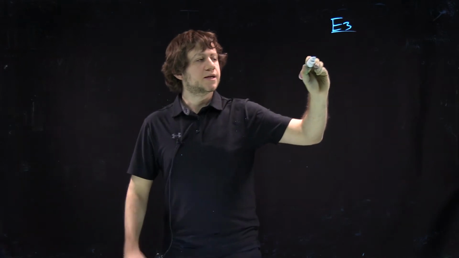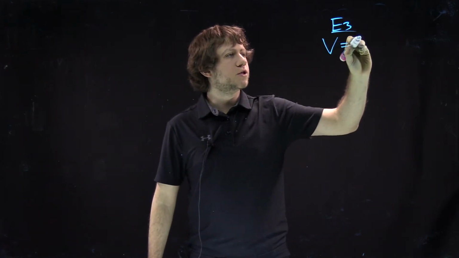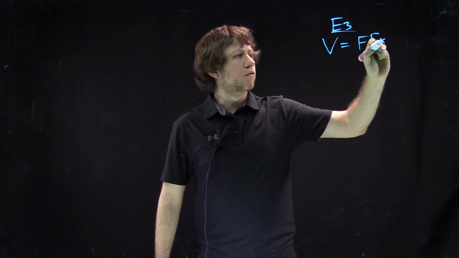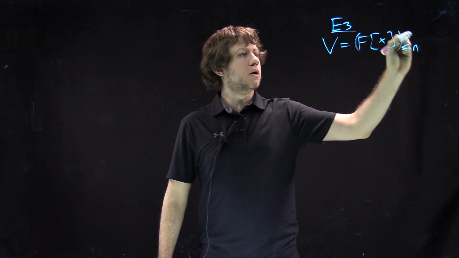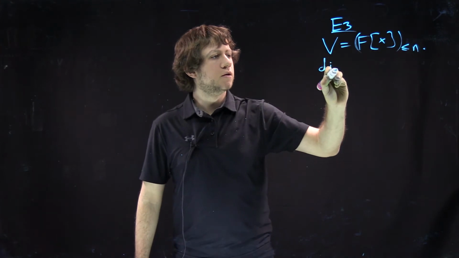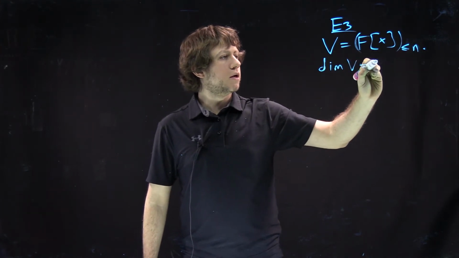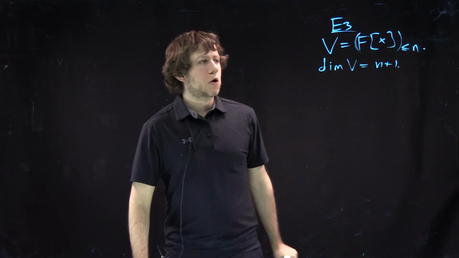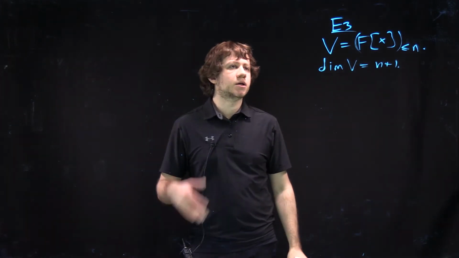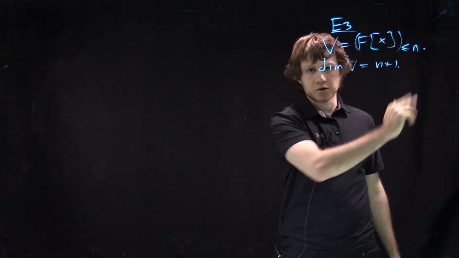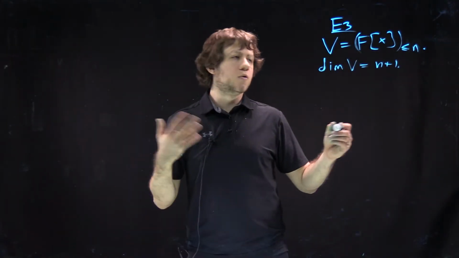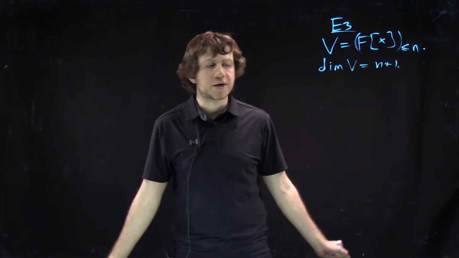Okay, example number 3 in this topic. Let's take again the same vector space V as before. We just take polynomials of degree less than or equal to n, and we know that the dimension of V is n plus 1. Of course, we have already seen a natural basis of V, which is just 1, x, and so on, x to the power n. But one can ask, are there any other interesting bases?